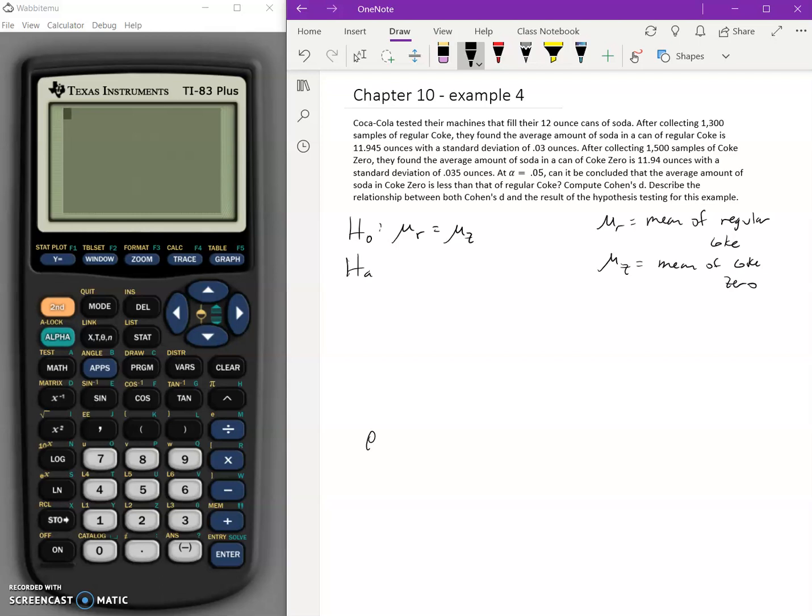But the alternative hypothesis is now testing, is there actually more that's in the regular? Or in other words, is there less in Coke Zero?